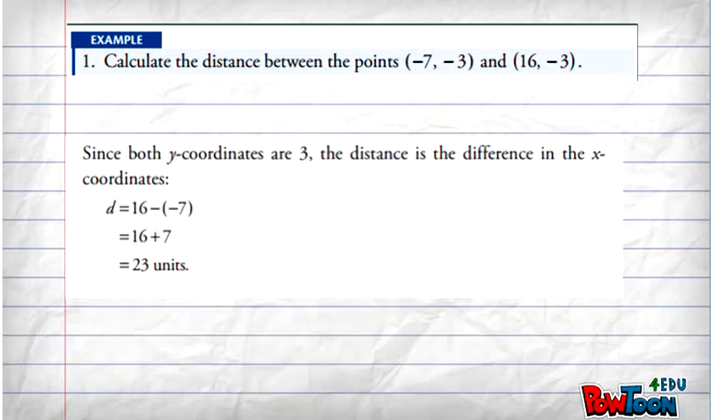Okay, so here's what you should have got. Since both y coordinates are minus 3, actually the distance is the difference in the x coordinates. So this line is a horizontal line, and it's just 16 minus minus 7. Taking account of the minuses, we end up with 16 plus 7, 23 units.